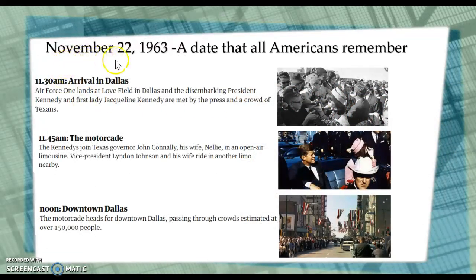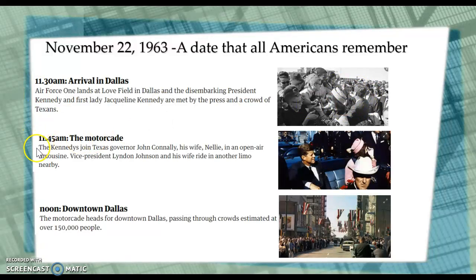Okay, November 22nd, 1963, a date that all Americans who were alive at that time remember. Here's a timeline. Just follow along with me as I read it. 11:03 a.m., they arrive in Dallas, Texas. Air Force One is the president's airplane. It lands at Love Field in Dallas, and the disembarking President Kennedy and First Lady Jacqueline Kennedy are met by the press and a crowd of Texans. And you can see here in this picture.